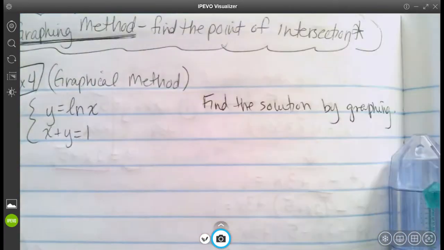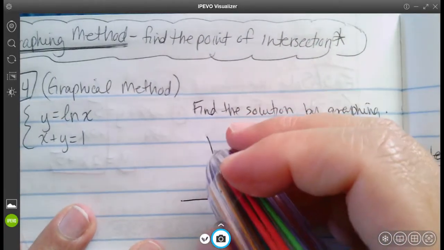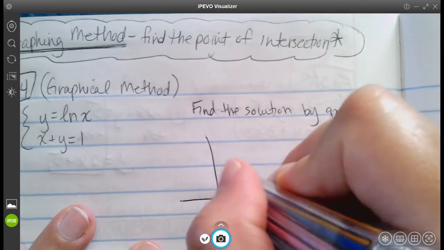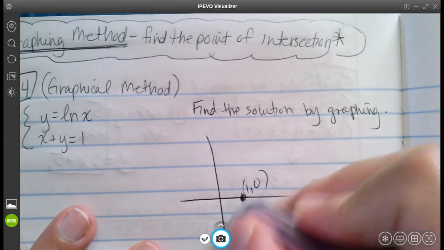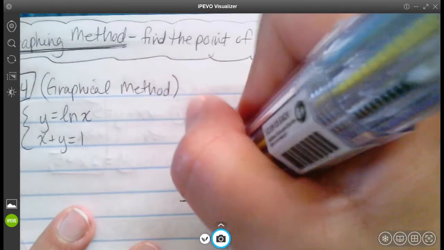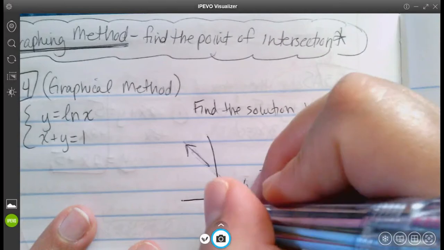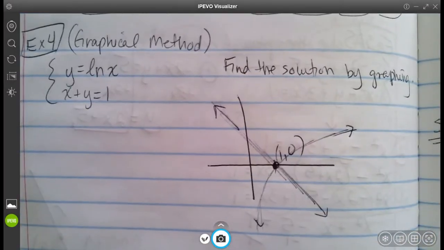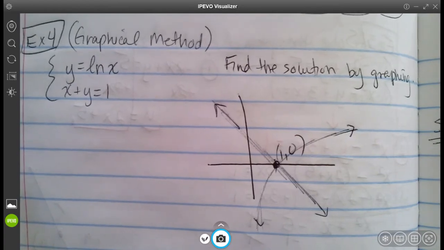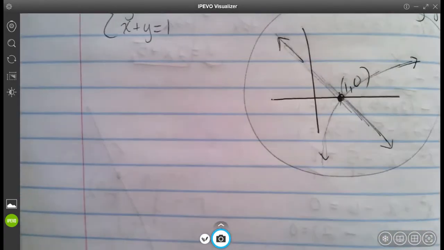Okay, so for my solution here, I'm just going to do a really quick little sketch of what it kind of looks like. It's 1, 0. So here's 1, 0. And the graph does something like that, and then something like this, where this is a line and this is your curve. Okay. For this, what I am going to require you to do is check it. Okay, so this is our answer. Yay, 1, 0. Here's a solution. But I want us to check it.